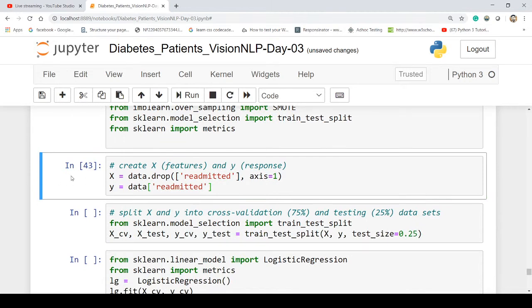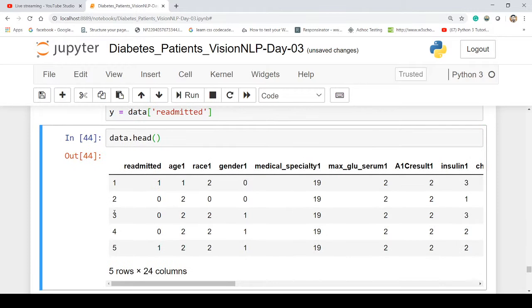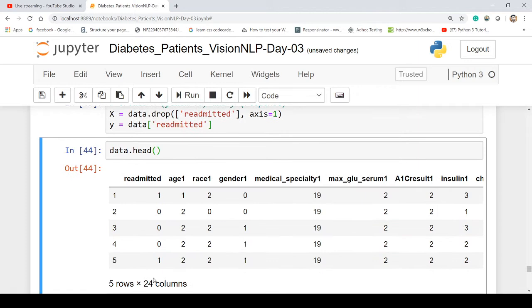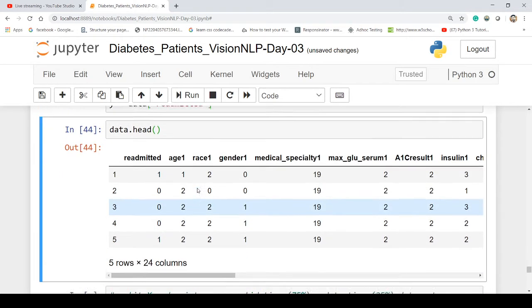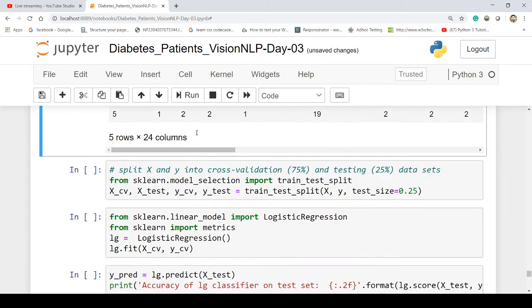Even if you want to see, if you can see your data here, it now has around 24 columns. Earlier it was around 50 columns, so now we have around 24 columns so far. So here we have deleted the column, but again we have created y equal to data.readmitted.